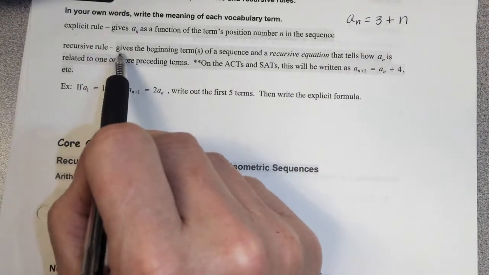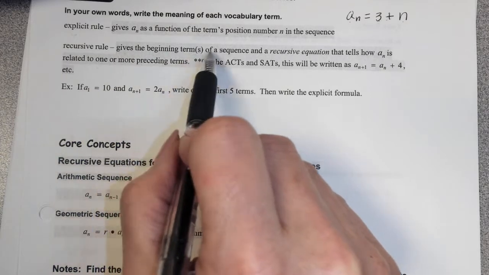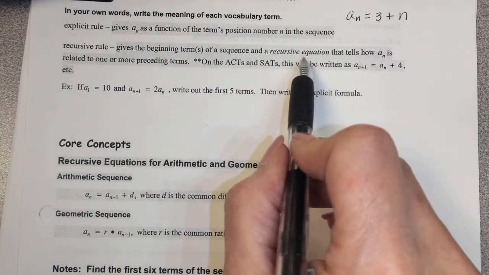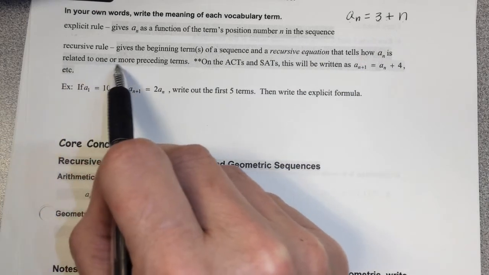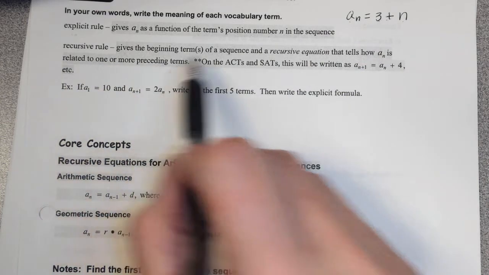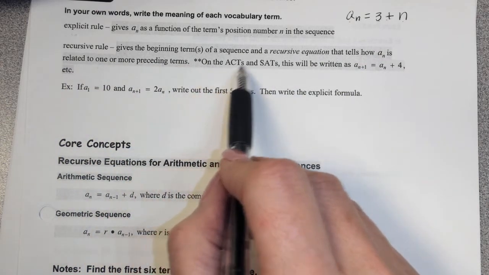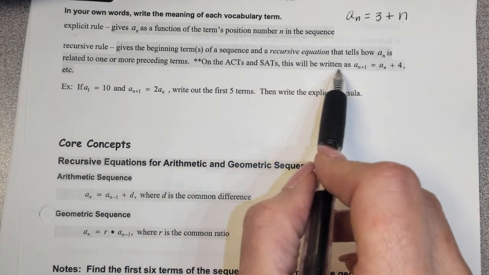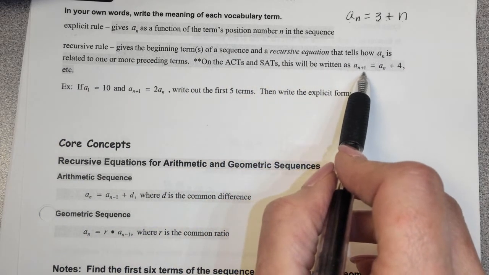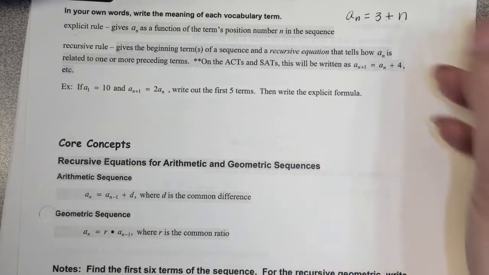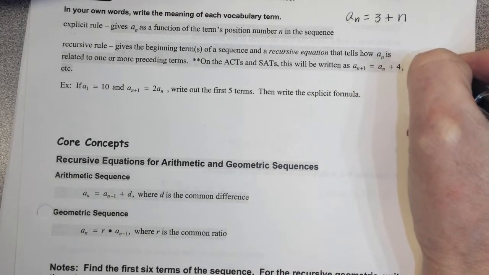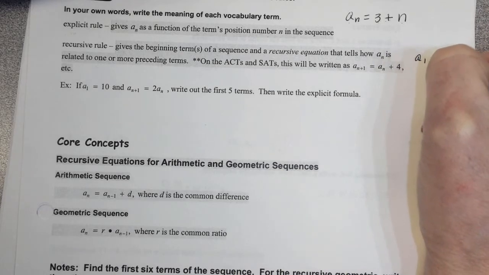But recursive rules, we have to be given the beginning term of a sequence and a recursive equation that tells how a sub n is related to one or more of the preceding terms. Note that on the ACTs and SATs, a lot of times this will be written as a sub n plus 1 equals a sub n plus 4. And they would have to tell you what a sub 1 is. For example, they might say a sub 1 is 2.